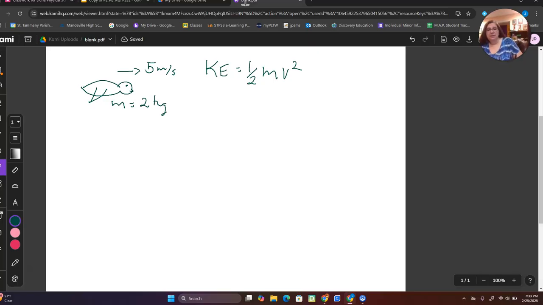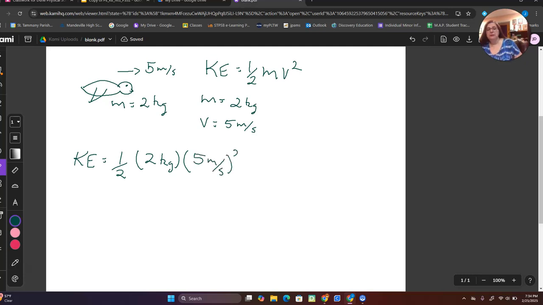So once I have these down, I'm going to just say mass is equal to 2 kilograms. Velocity is equal to 5 meters per second. I'm now able to plug in to my equation. So kinetic energy is equal to 1/2 times my mass, or 2 kilograms, times my speed, 5 meters per second, and the speed is squared.